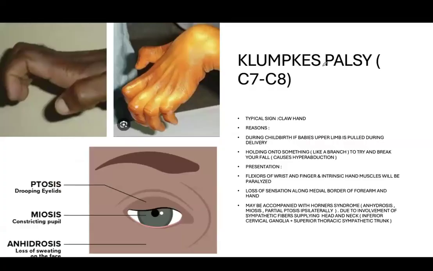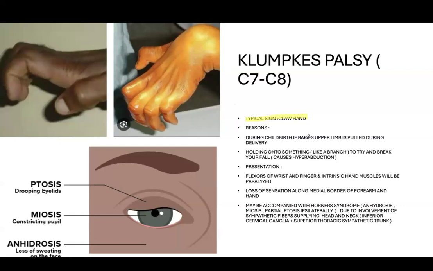Now we move to Klumpke's palsy, which is another brachial plexus defect. This is a lower brachial plexus defect, so it's C7 to C8, and the typical sign here is a claw hand. Previously, it was a waiter's tip. Now it's called claw hand. And here are some real pictures of what it would look like.